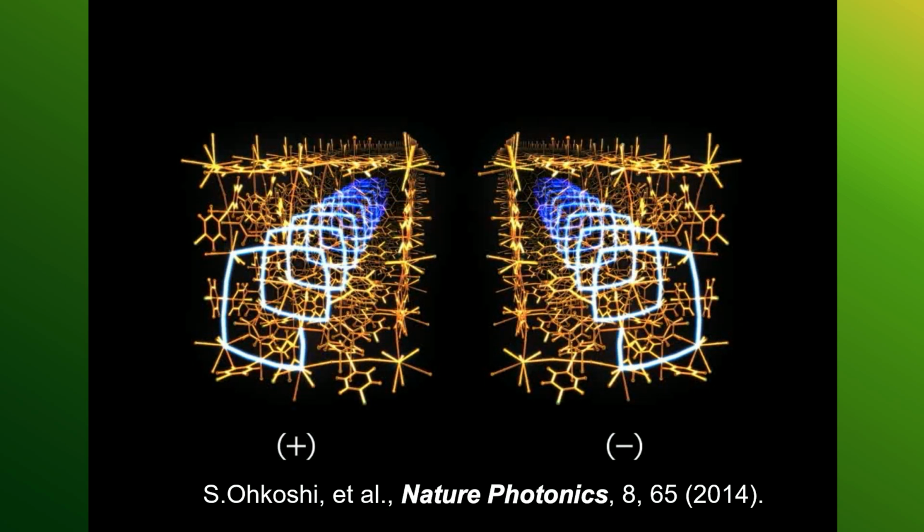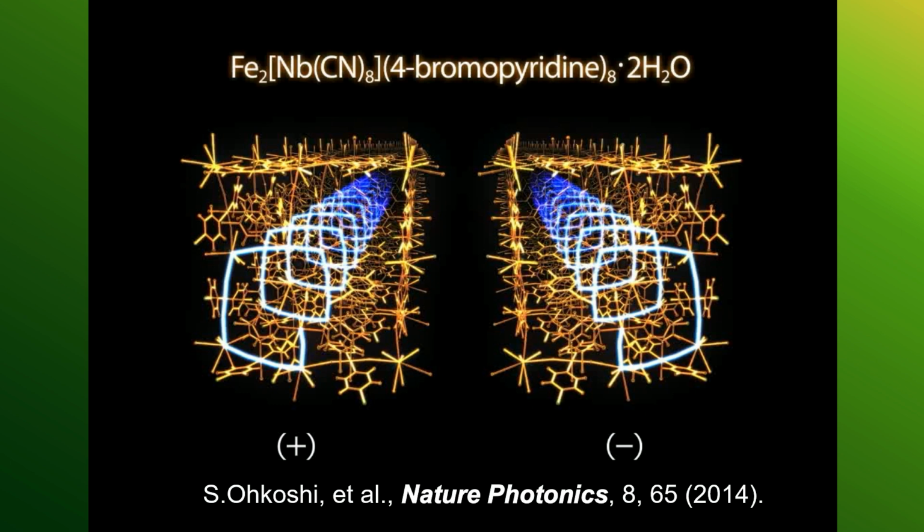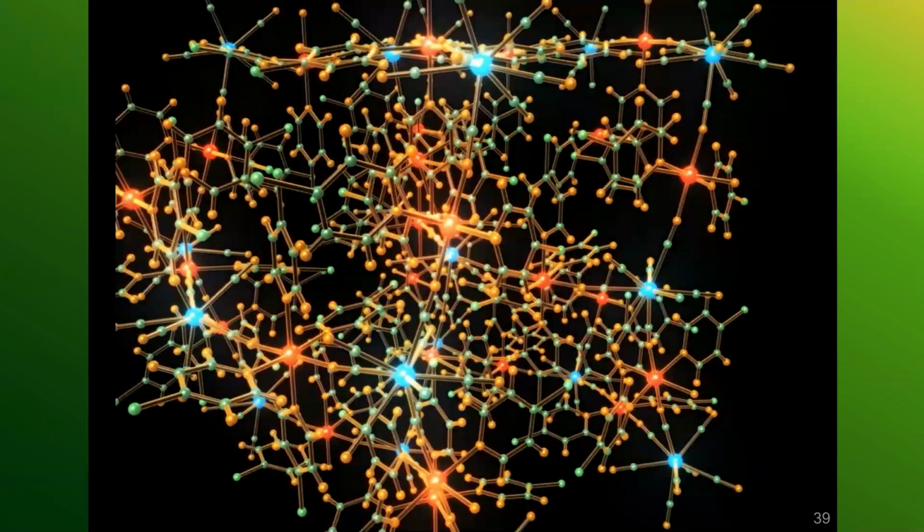When these crystals are prepared, left and right-handed structures are separately formed, with plus and minus structures, respectively. Furthermore, it is a magnet. We've created a material that is a magnet and also has this kind of chiral structure. As an application of this material, we demonstrated this.